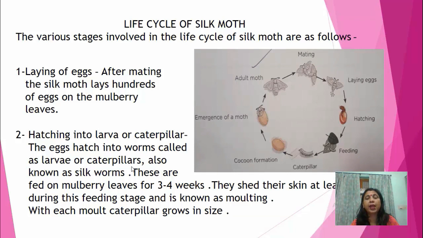When the eggs are hatched, what is there? Silkworm. They feed on the mulberry leaves. Then cocoon formation is there. And then there is emergence of a moth. Clear?